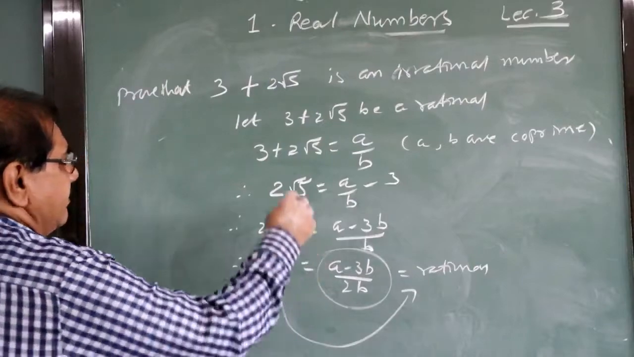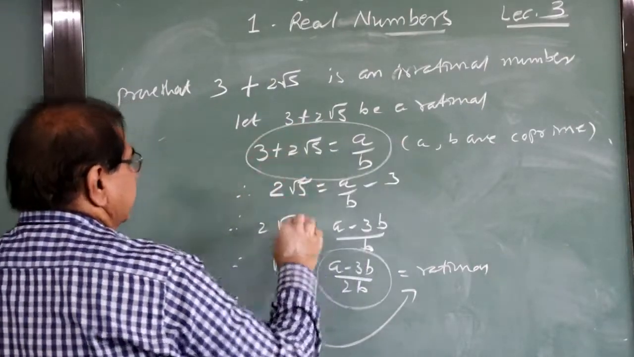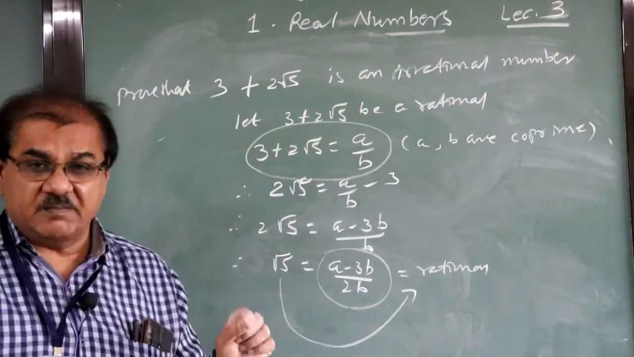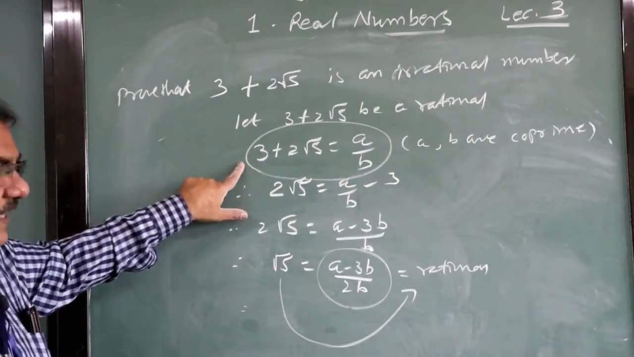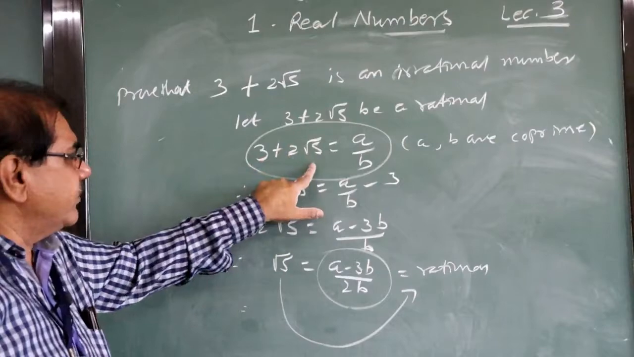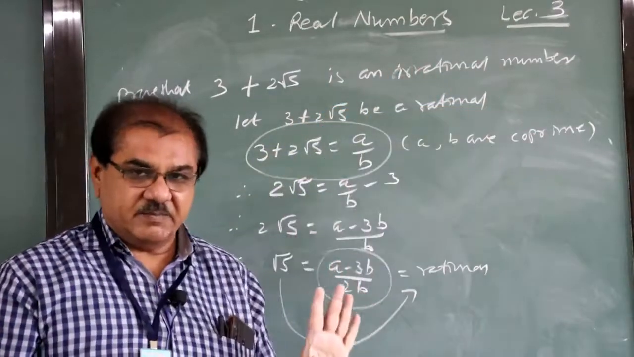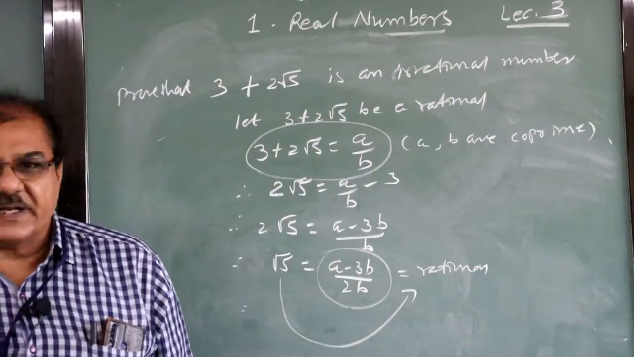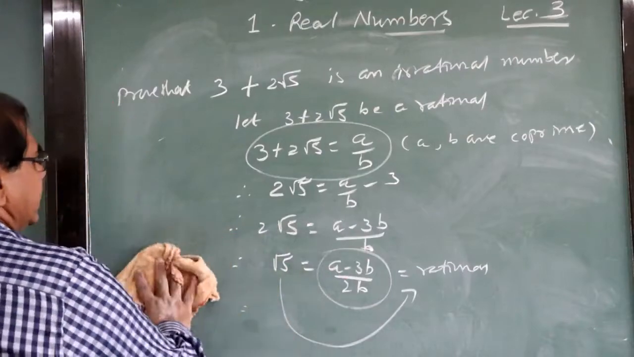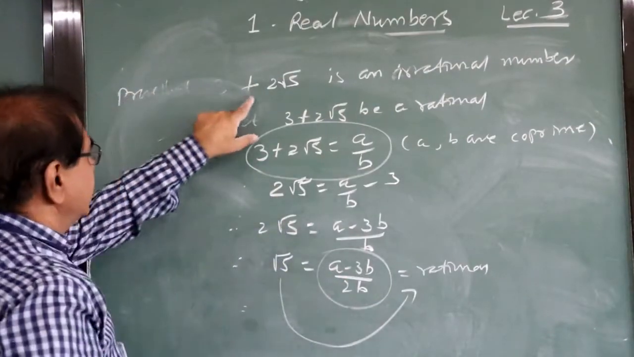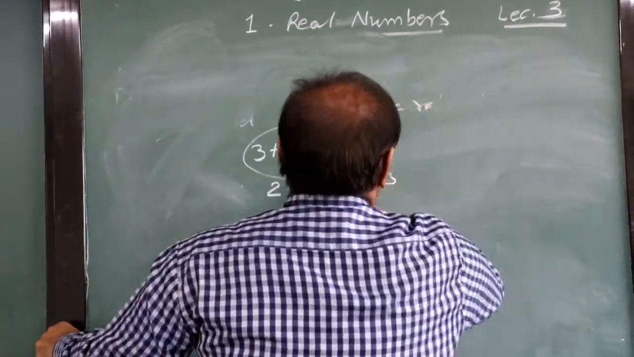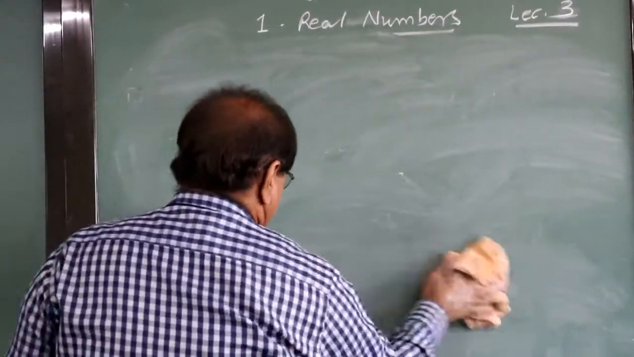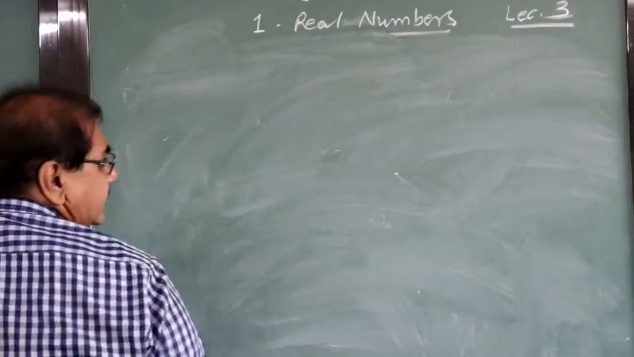Why is it a fault? Because we assumed that 3 plus 2 root 5 is a rational number, which was wrong. It was our mistake. So now we correct it: 3 plus 2 root 5 is an irrational number. Okay. So by this contradictory method, we can prove such statements. It was the sum of one rational and one irrational. Now we take the product. Product means multiplication.